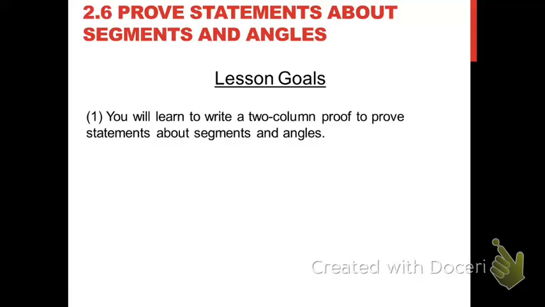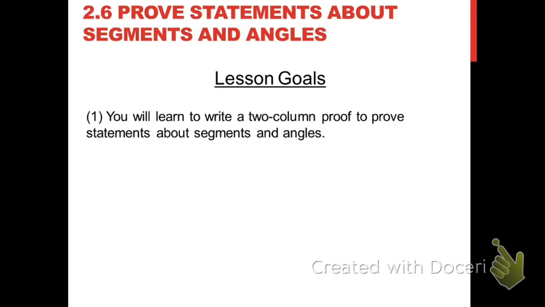We're starting in section 2.6. That's not what I mean by we arrived. But what we have arrived at is we're going to be formally writing what are called proofs. And in particular, we're going to be proving statements about segments and angles, as you see from the title of the section. And there's one learning goal here, and that learning goal is this. We're going to learn to write what's called a two-column proof to prove statements about segments and angles.